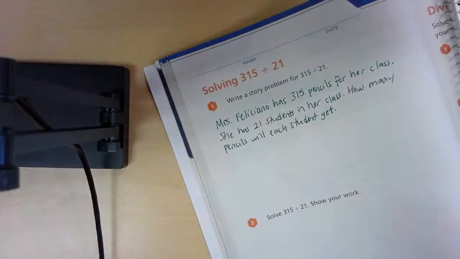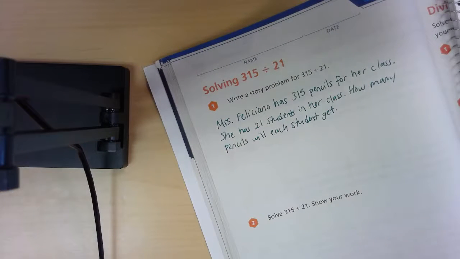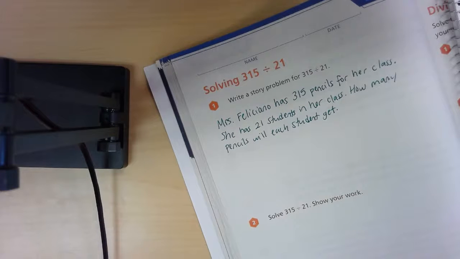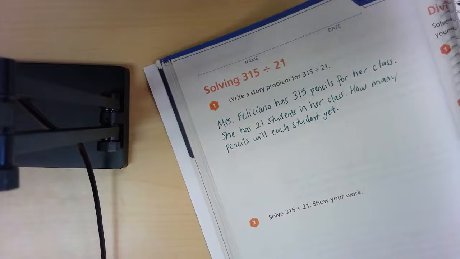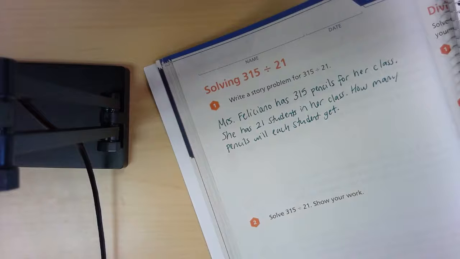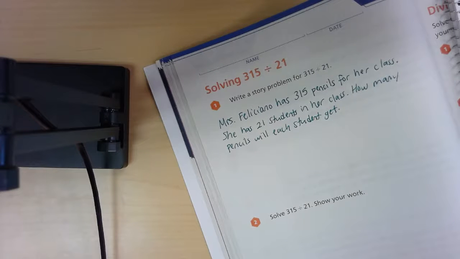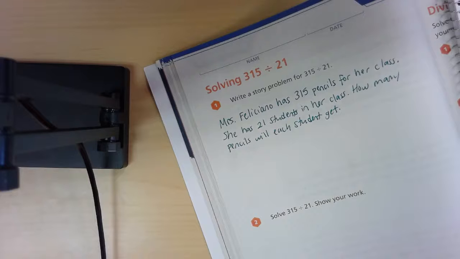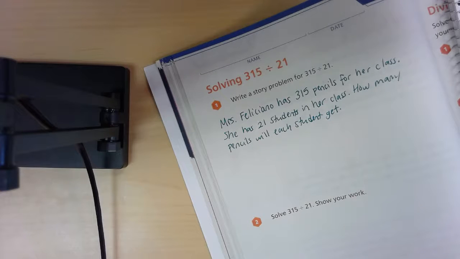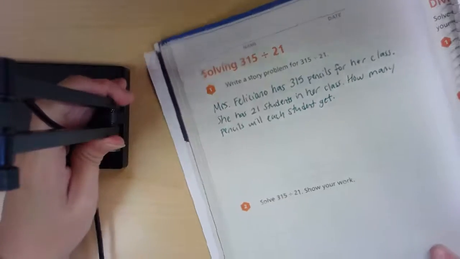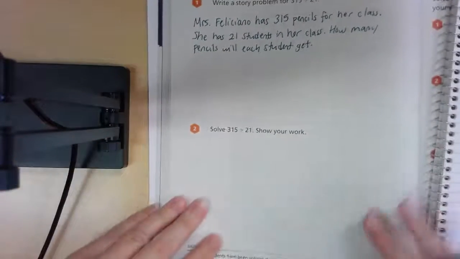So when you write your problem, you can write it about anything that you want, but the idea is to prove that you understand that when you have a division problem, the first number, or the dividend, is 315, and that's the number that you have. And then the second number, which is the divisor, is how many groups you're trying to make. And then your answer, which is the quotient, is how many go in each group. So you writing a story problem correctly proves that you understand that. You don't have to solve it up there because they want you to solve it down here.